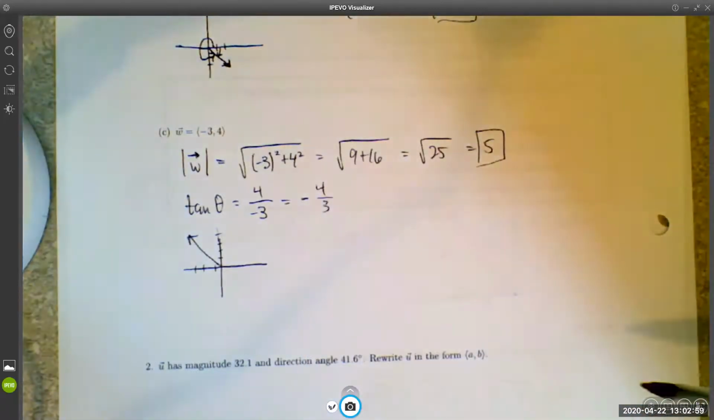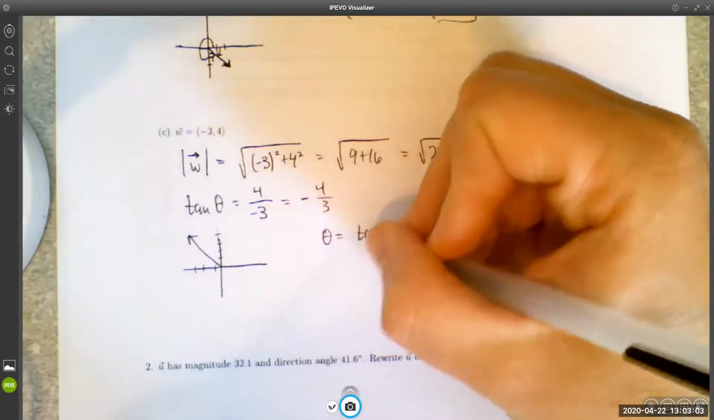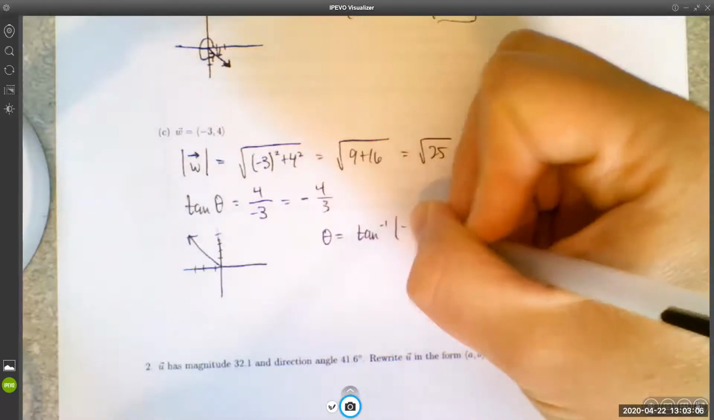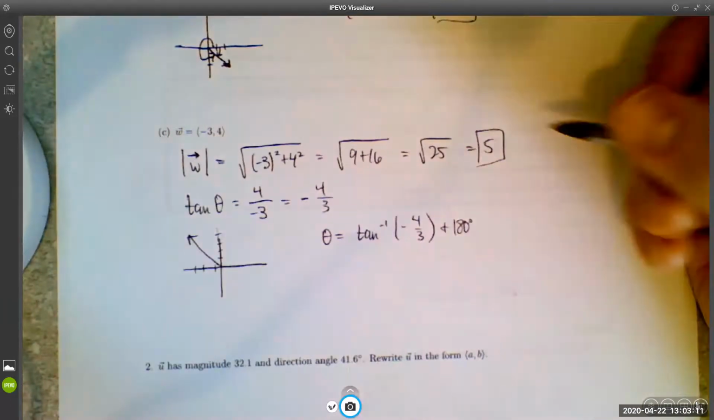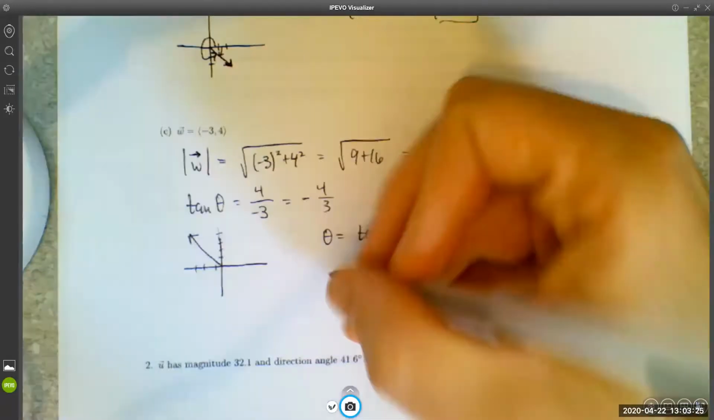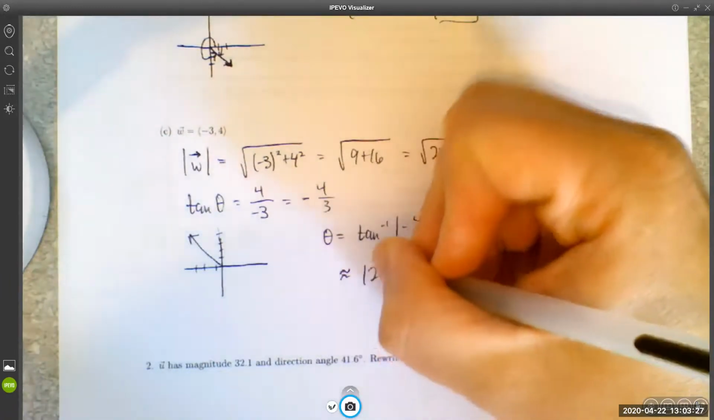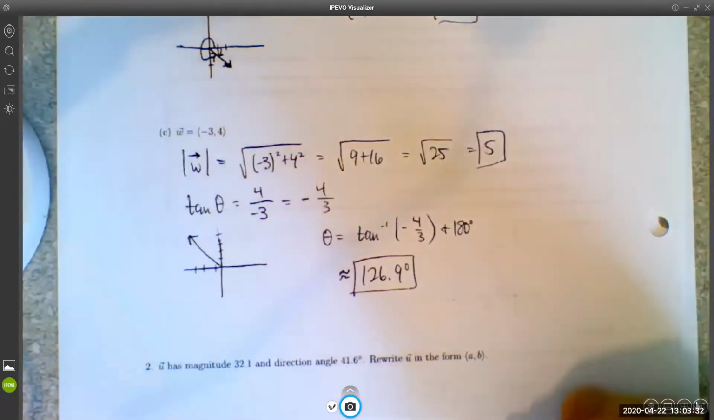Okay, so in this case, we're going to say theta is tangent inverse of -4/3 plus 180. So let's see, tangent inverse of -4/3 plus 180 is about 126.9. So I'll say it's about 126.9 degrees. Okay, and there's that one.